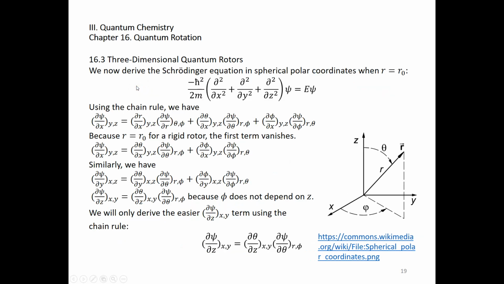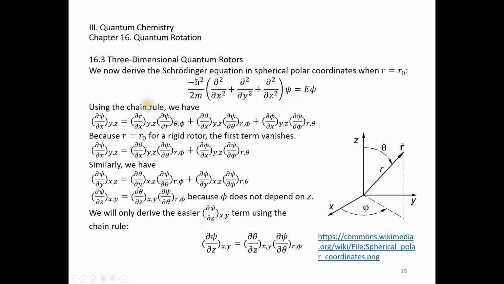We can now derive the Schrödinger equation in spherical polar coordinates. When r is r0, it's easier. If r is not a constant, it's more difficult. Now let's do the derivation, assuming r is r0. So this is the Schrödinger equation. You can see I dropped the potential energy term because for this problem, three-dimensional particle on a sphere, V is just 0 when the particle is on the sphere. V is infinity when the particle is not on the sphere. So since V is just 0 when the particle is on the sphere, we just drop the potential energy term.